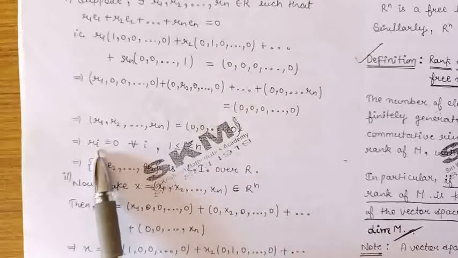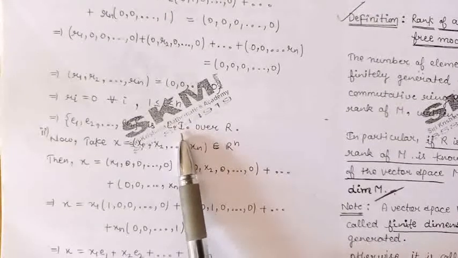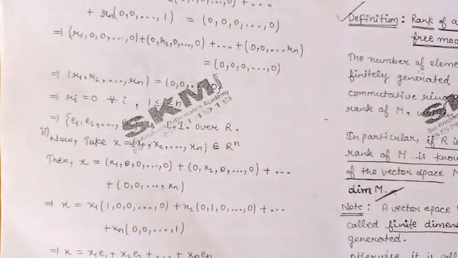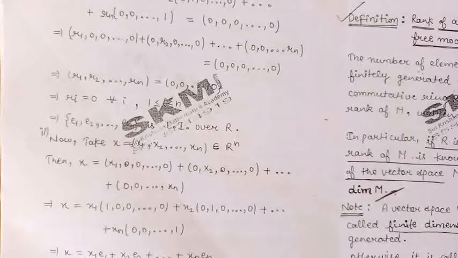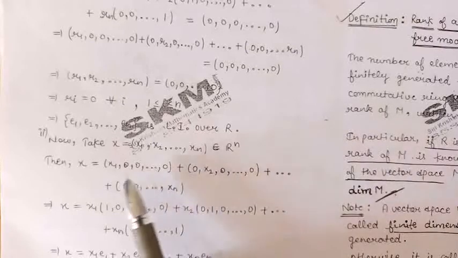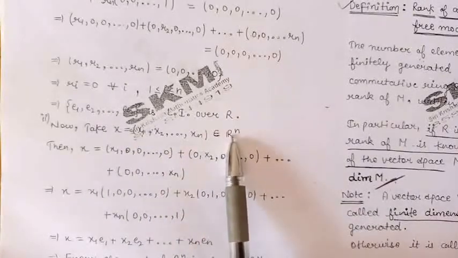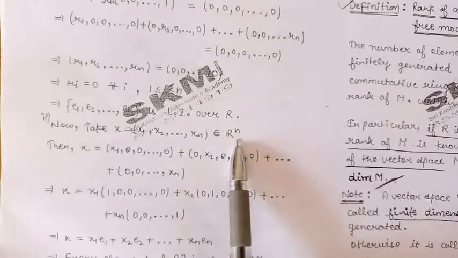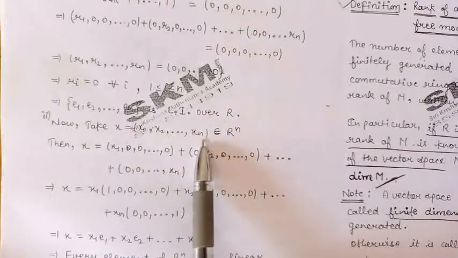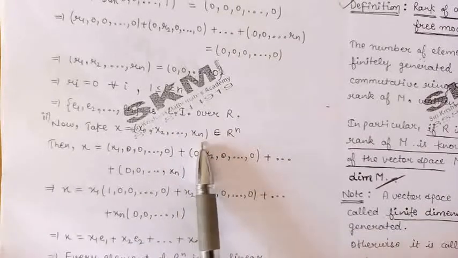So by definition we can say that B is a linearly independent set over the ring R. Now next we prove that the set B spans Rn, which means every element of Rn can be written as a linear combination of the elements from B. So let us take an arbitrary element x belonging to Rn. Because x belongs to Rn, by definition x is an n-tuple. The components we have taken as x1, x2, x3 up to xn.